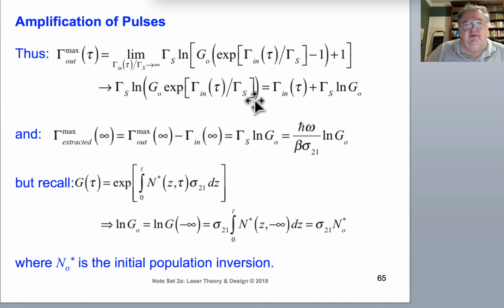And we saw that was just sigma 21 times the integral of this, which is going to be the initial inversion density n0, the initial population inversion. So really, it's a very simple result. After you go through all this math, you realize that, suppose beta is equal to 1. Suppose it's the case where the lower level instantly depletes, so there's no level 1, n1 equals 0, right? What is the maximum energy you can get?